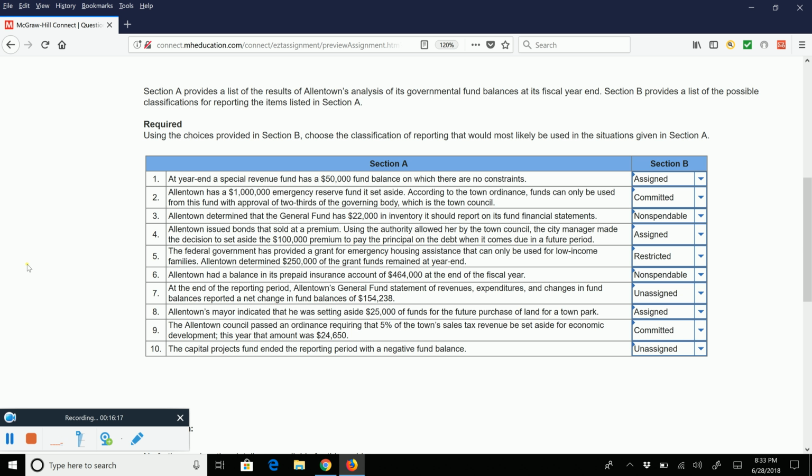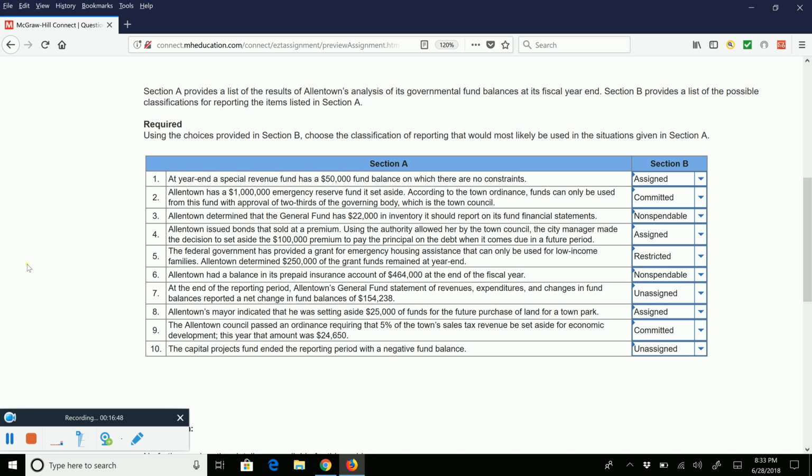Number 4, assigned. Assigned is when a management member, not the governing board, but a management member, maybe the city manager, maybe the finance director, maybe the police chief, the fire chief, some management member has been delegated the authority to set aside funds for a particular project. That would be considered assigned. And then last but not least, unassigned. So with those definitions, let's go through this.